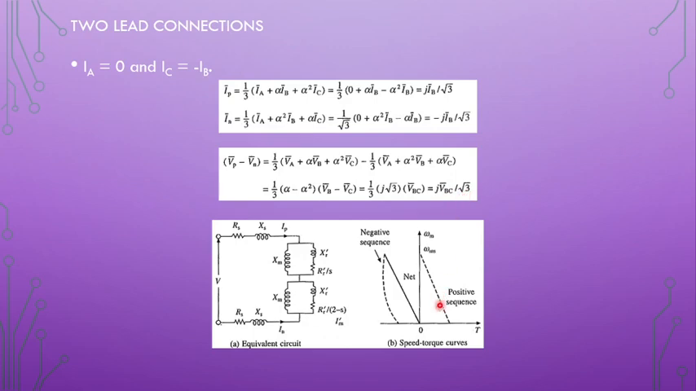So now if we look at the speed torque curves shown here, the speed torque curve only because of the positive sequence component is like this, shown by a dotted line in the first quadrant, and only because of the negative sequence component is shown by a dotted line in the second quadrant. The resultant effect of these two is shown here, and it is in the forward braking mode.